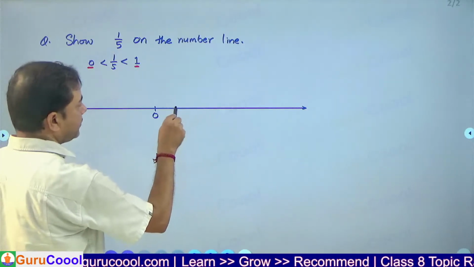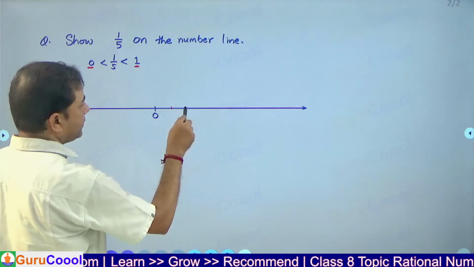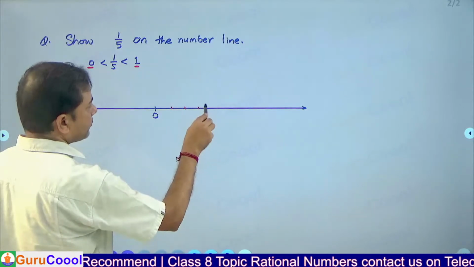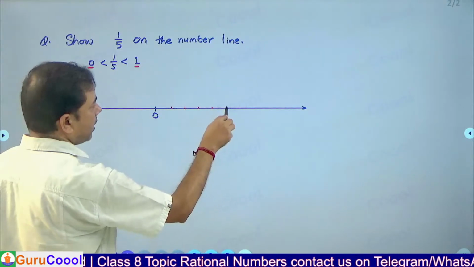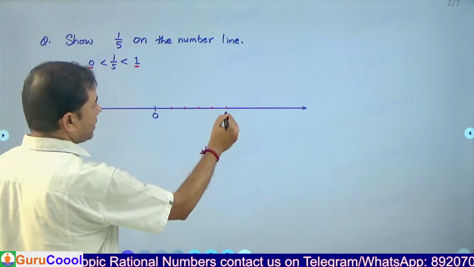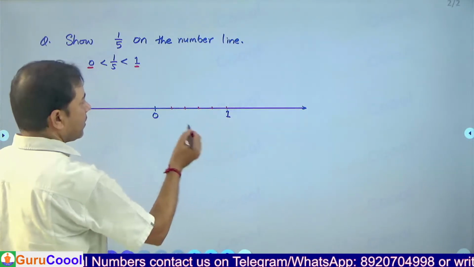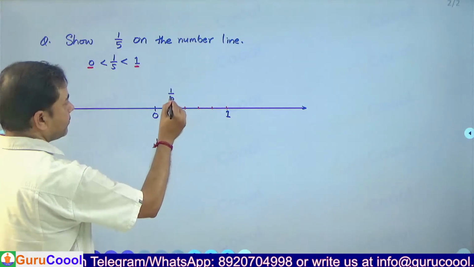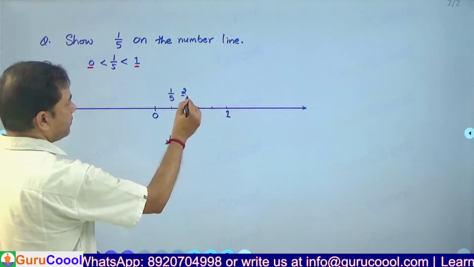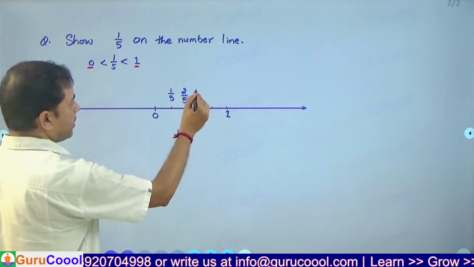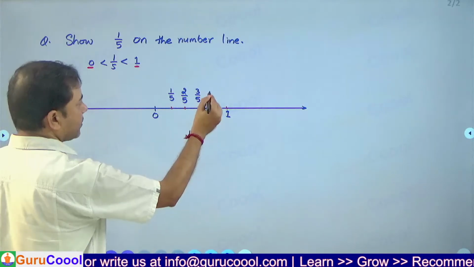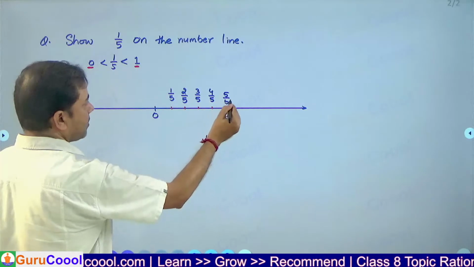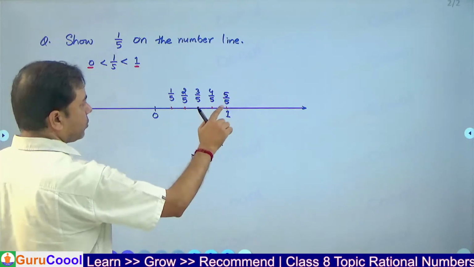First point, second point, third point, fourth point, and now the fifth point. Fifth point will represent 1. The first point is 1/5. Second one is 2/5. Third point 3/5. This is 4/5. And fifth point means 5/5. That means 1. So no need to write 5/5.